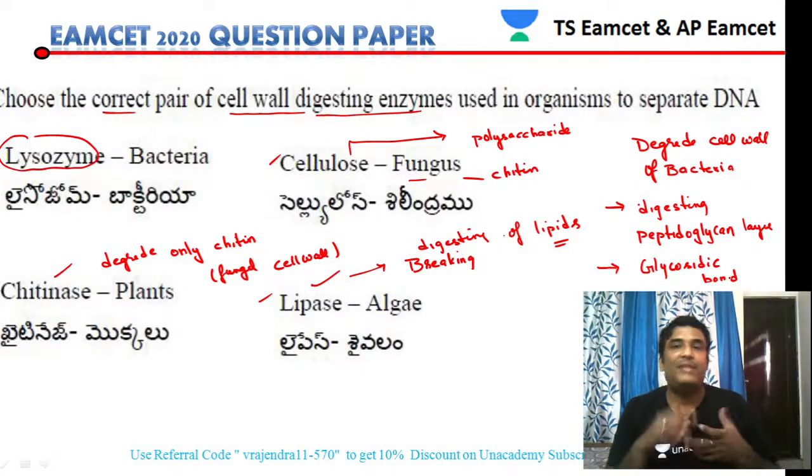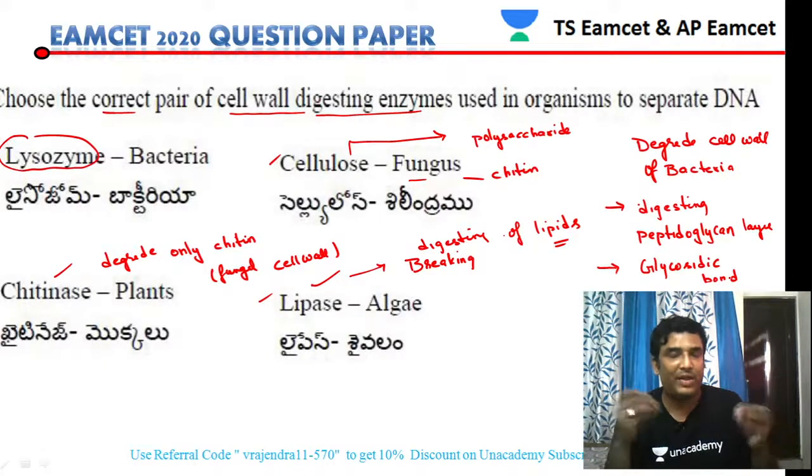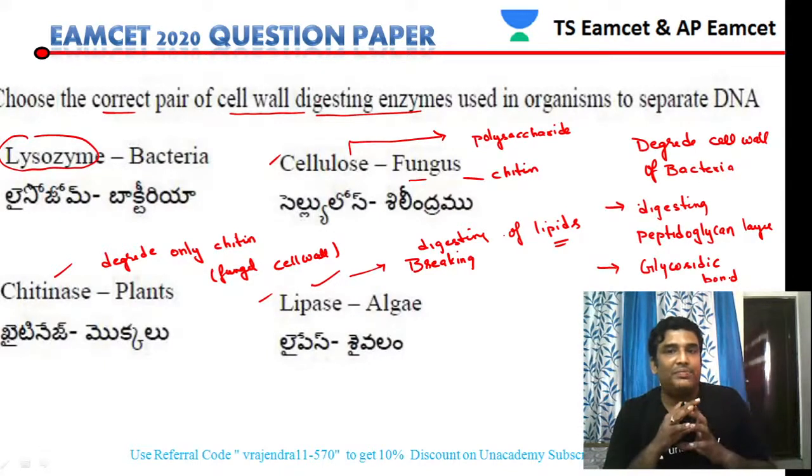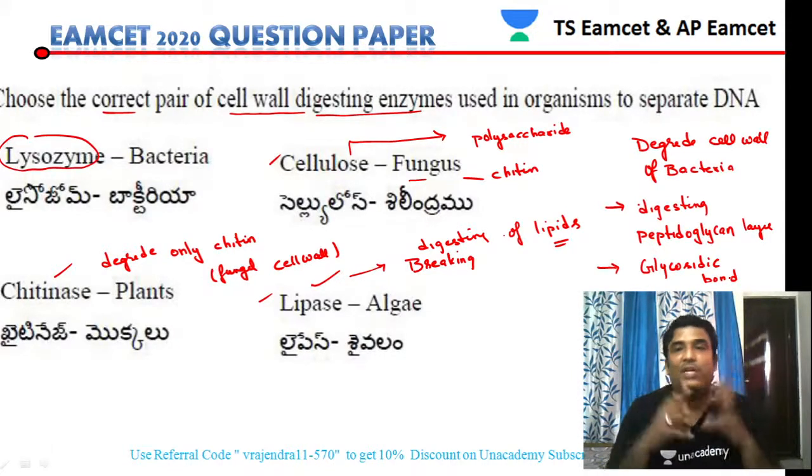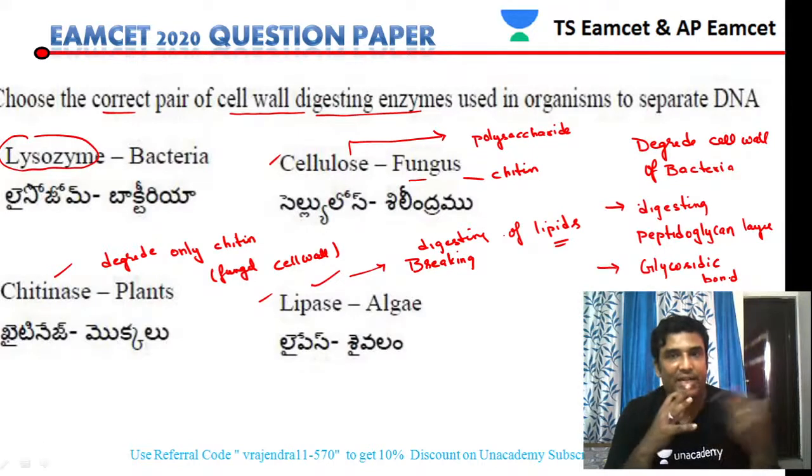So lysozyme breaks the glycosidic bond. Peptidoglycan is a sugar. Peptidoglycan is made up of N-acetyl muramic acid, which is a sugar, and N-acetyl glucosamine, which is also a sugar. They both are joined in the peptidoglycan layer. The bond present between this NAM and NAG is the glycosidic bond, and this bond is broken down by lysozyme. So the important point you have to remember is that lysozyme degrades the cell wall of bacteria.